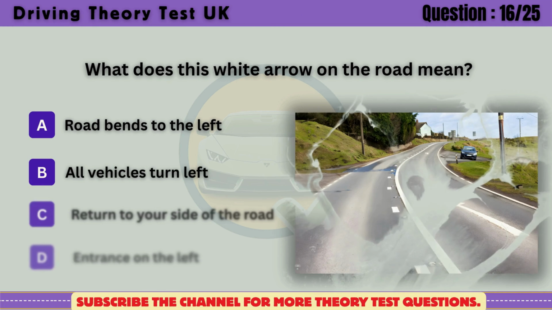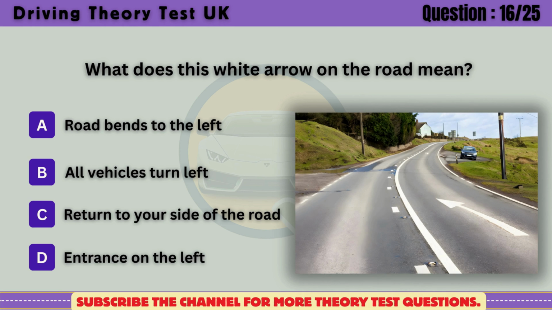Question 16. What does this white arrow on the road mean? A. Road bends to the left. B. All vehicles turn left. C. Return to your side of the road. D. Entrance on the left.